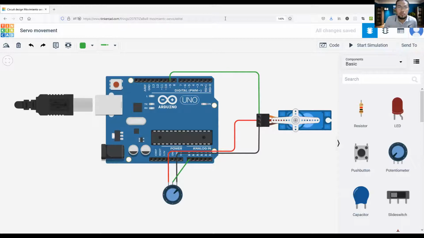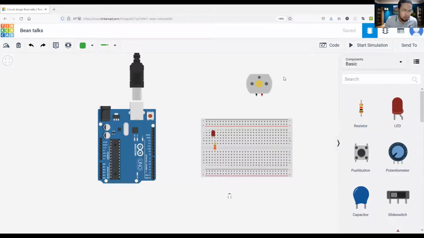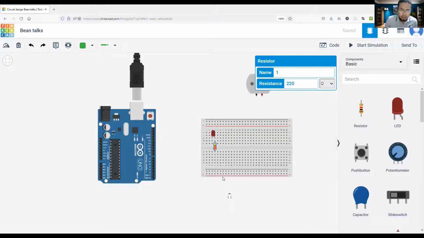Now, let's go to another example. The program actually is embedded in this microprocessor. So let's proceed to another example. This is another example, and this is a motor. It actually rotates with an electrical input. Now, this is a LED, this is a resistor, and this is an ambient light sensor. So this senses light, and this is the usual board that we have.